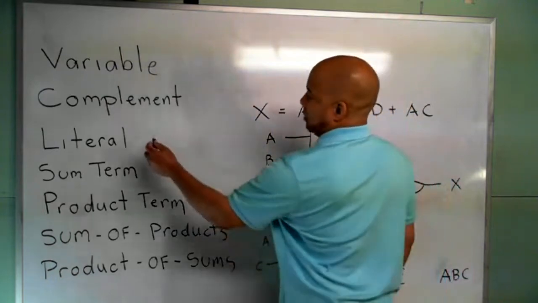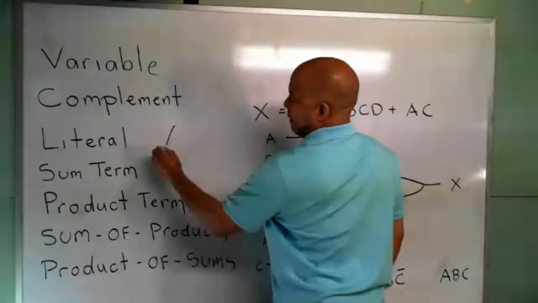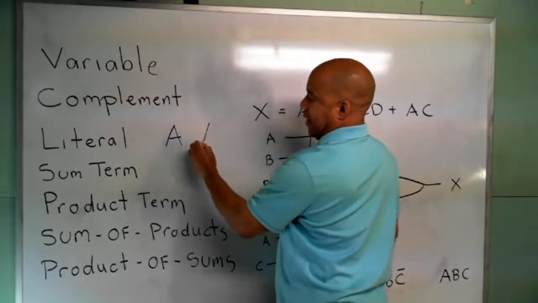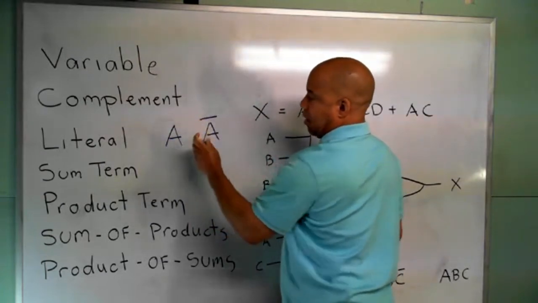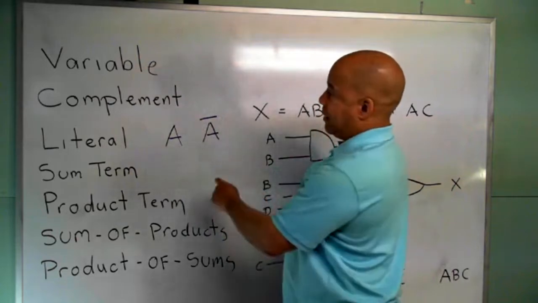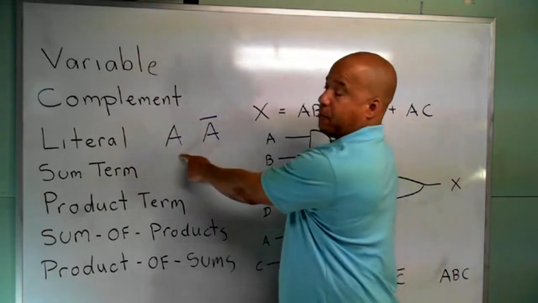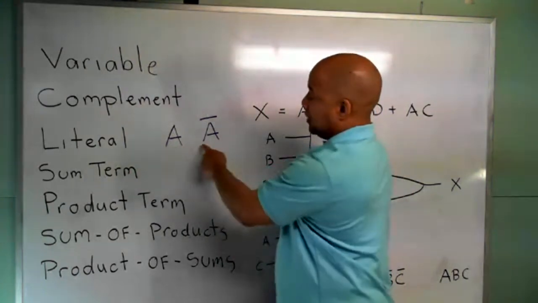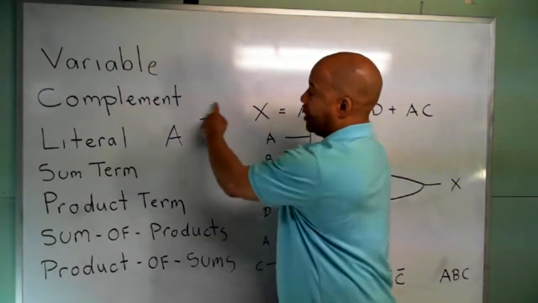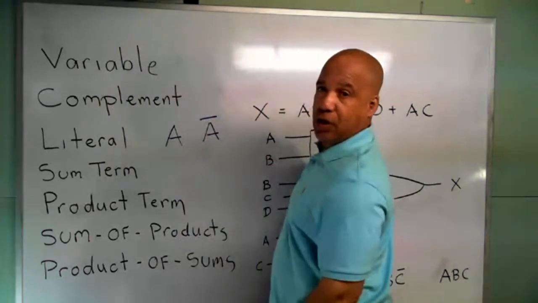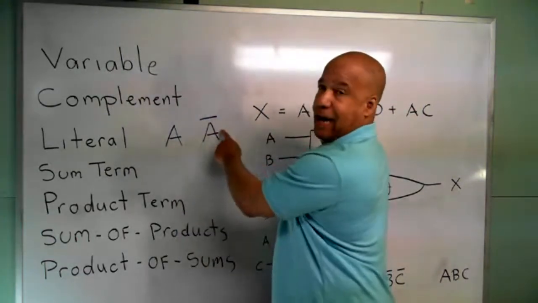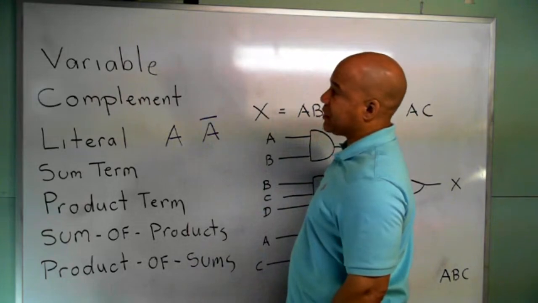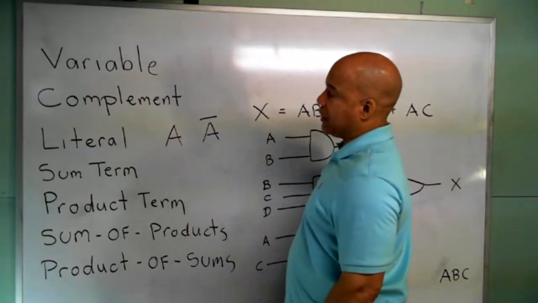So in other words, if I have A, that's a variable. If I have A bar, you say not A or A not, then that's the complement of the variable. But both of these are literals. So this is a variable, this is the complement of the variable. The two together, I can refer to those as a literal. So A is a literal and not A is a literal. So you want to know what a literal is, a variable, and a complement.